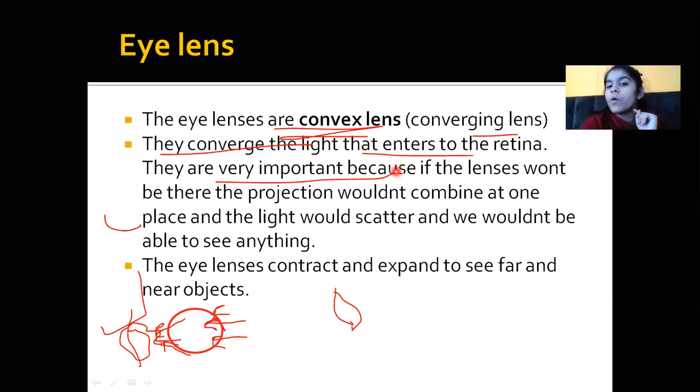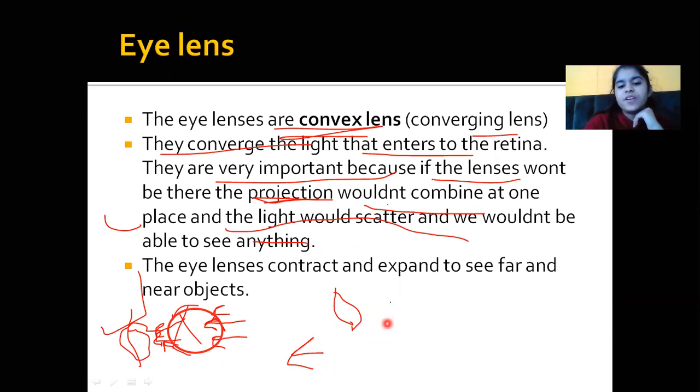They are very important because if the lenses weren't there, there would not be any projection on the retina, and the projection wouldn't combine at one place, and the light would scatter and we wouldn't be able to see anything. Obviously, if I remove these lenses from your eye, light would simply enter and scatter on the retina, and it would not combine at one place. Obvious, right? All the light rays have to combine at one place, then only you will be able to see an image.